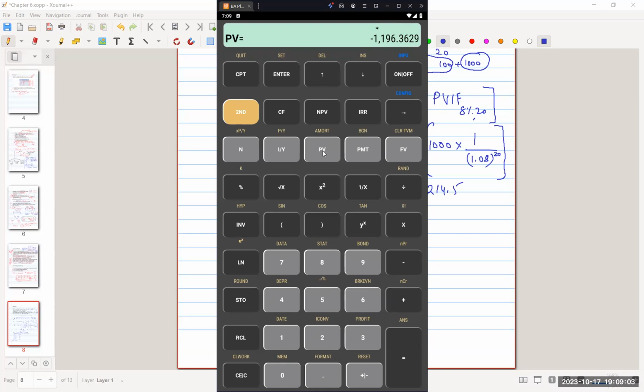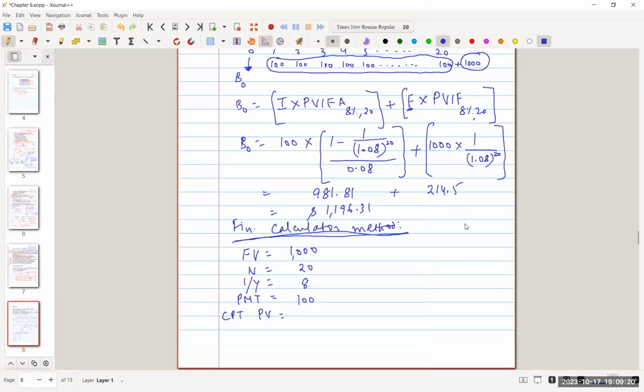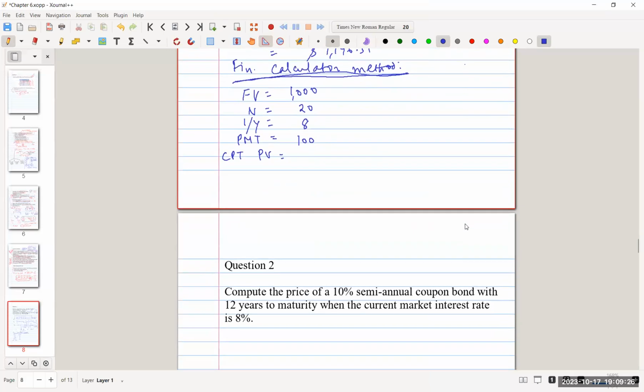Okay, great. Right. Let's clear the display. And as a habit, look what I'm doing. I'm just pressing second function and clear TVM, so that the next time I come, I find a clean calculator. So, right, we are back here. And let's see what we have next.